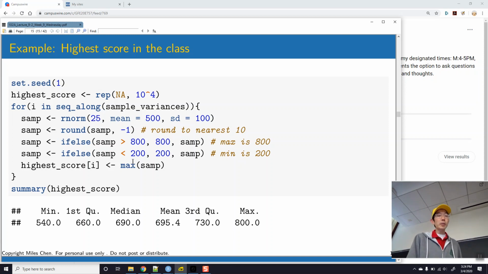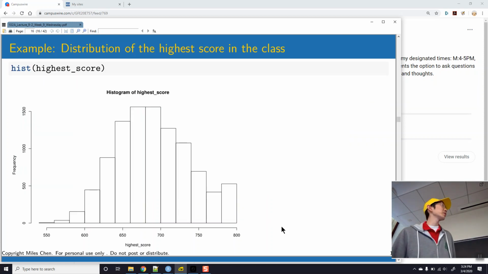And then I'm going to just take the maximum value of my sample and store that away in my highest score. Okay, so here's my random sample. I take the maximum value, put it away in highest score. Okay, and so we're going to record, see what happens, right? And this is what the distribution looks like. Okay, so most of the time in a classroom of 25 random students, usually the maximum is somewhere between 650 and 700, okay? And certainly most of the values are between 600 and 750, okay?